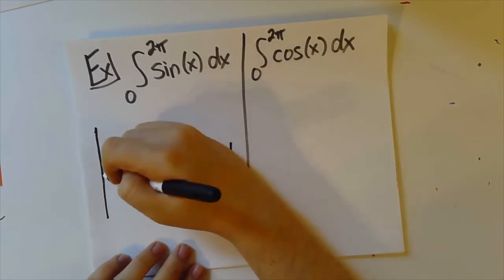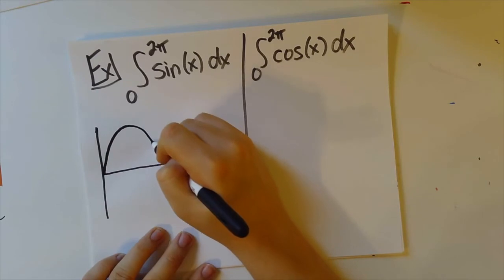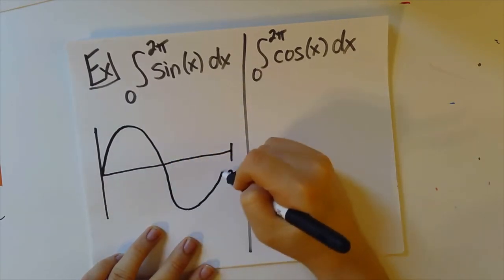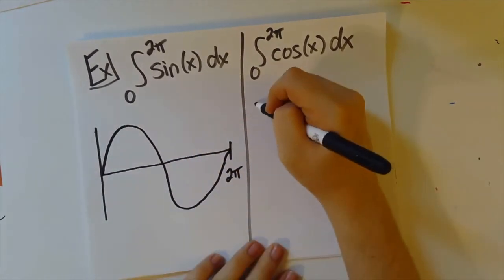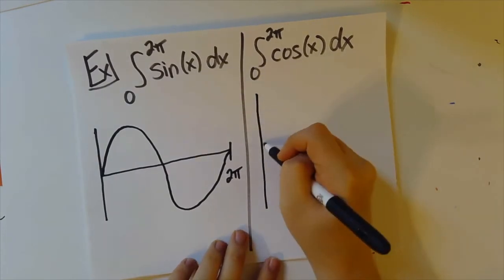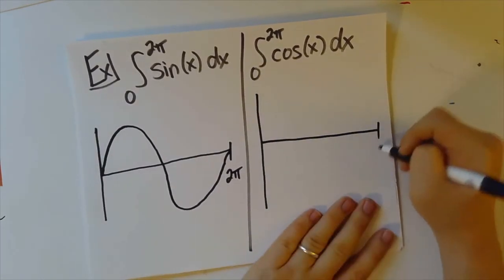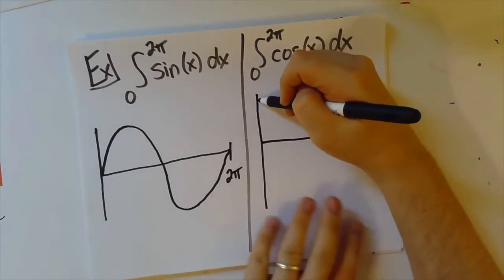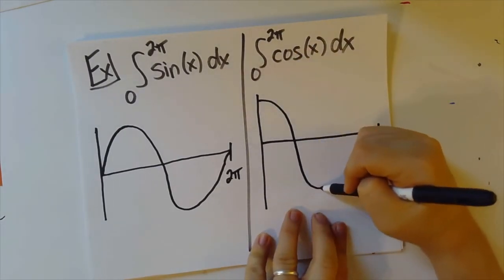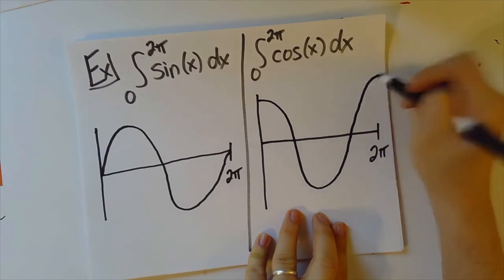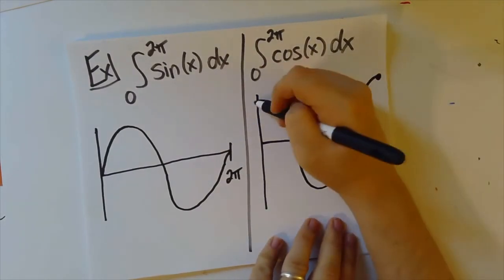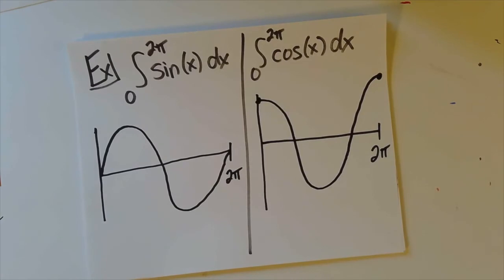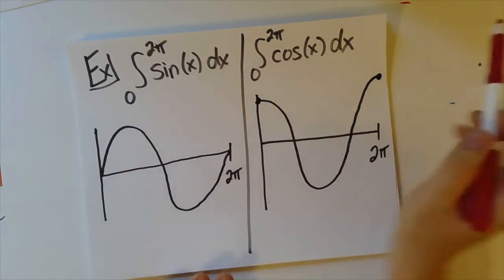Okay, so the graph of sine of x from 0 to 2 pi looks something like that. And the graph of cosine of x from 0 to 2 pi looks something like this. Okay, approximately. Very, very approximately.